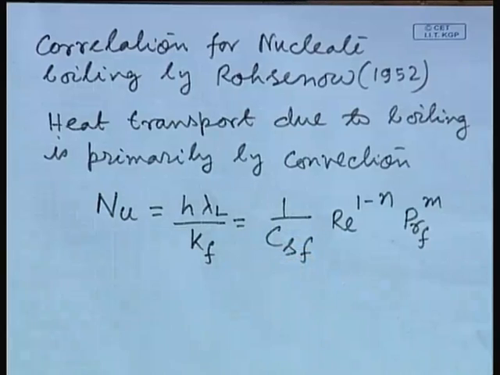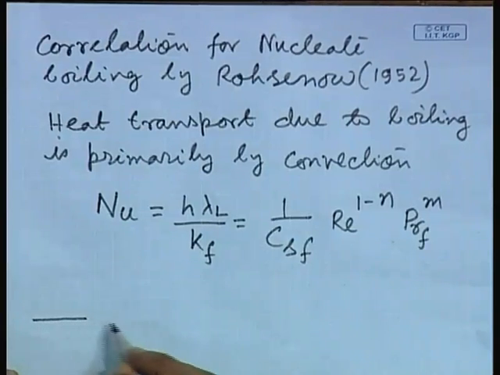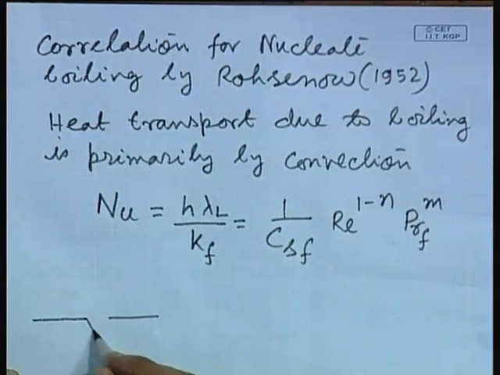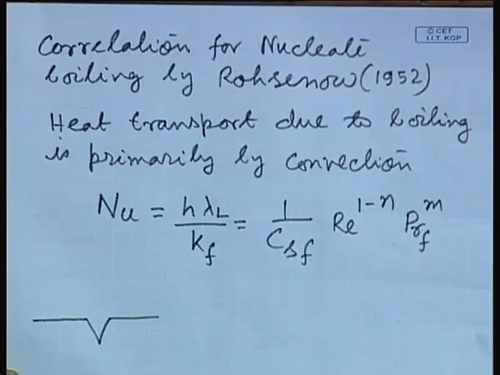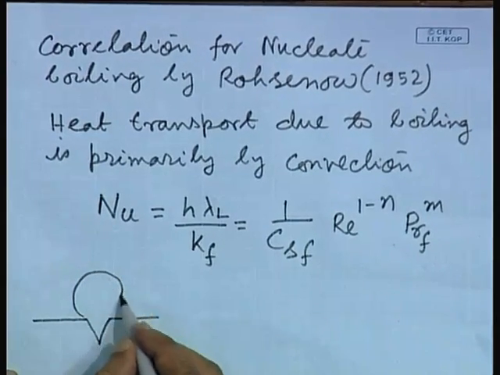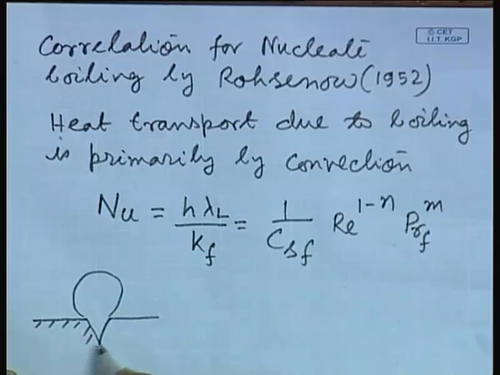So, 1 by C_sf is some sort of a coefficient, then Re to the power 1 minus n and Prandtl number to the power m, and the Prandtl number is defined based on liquid properties, because the basic idea here is we have got a solid surface. In the solid surface we have got a cavity. From the cavity a bubble will generate. When this bubble moves, it will create some sort of a convection current.